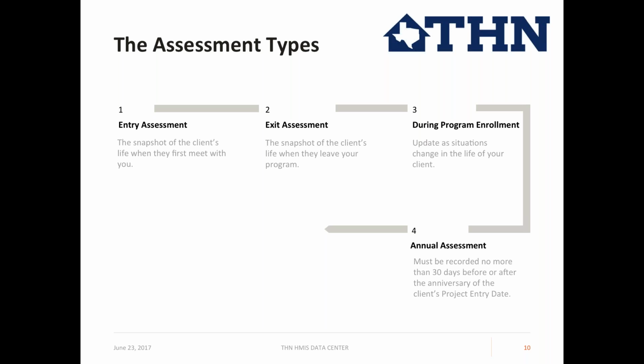If the client doesn't stay in your program for a year, stays 9 months, 10 months, whether the client is still enrolled or exited, that client will be considered a leaver because he didn't stay there for a year. So for all of the stayers that remain in your program for more than a year, you have to do an annual assessment. And it is very similar to the update.